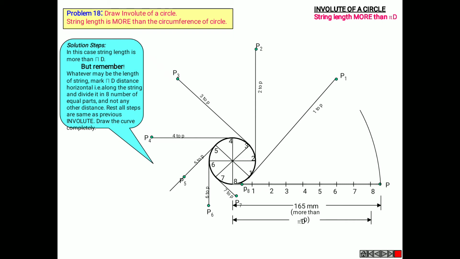Join all these points in order to obtain your required involute. This is your required involute of a circle with string length more than the circumference of the circle. Okay, now we'll move on to the next.